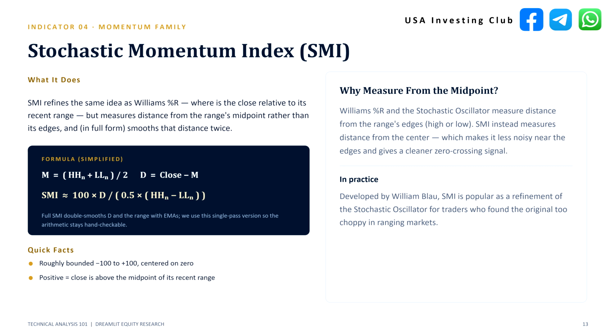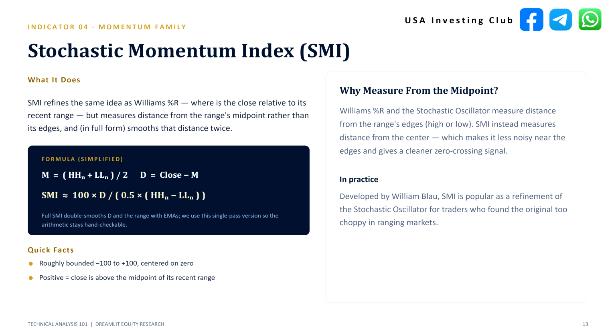First, compute the high-low midpoint. M equals the quantity high plus low divided by 2. Second, find the difference between today's close and that midpoint. D equals close minus M. Third, scale that difference. SMI is approximately 100 times D, divided by 1/2 times the quantity highest high minus lowest low. The full version of SMI double smooths both D and the range using exponential moving averages. We're using this single-pass version so the arithmetic stays hand-checkable.